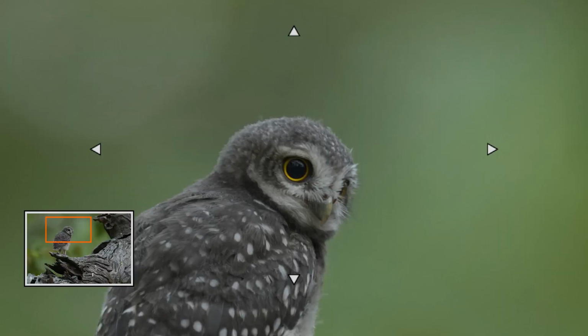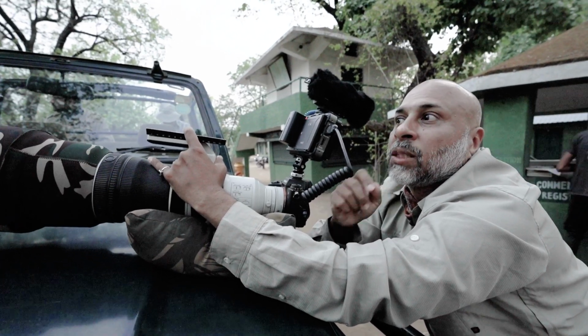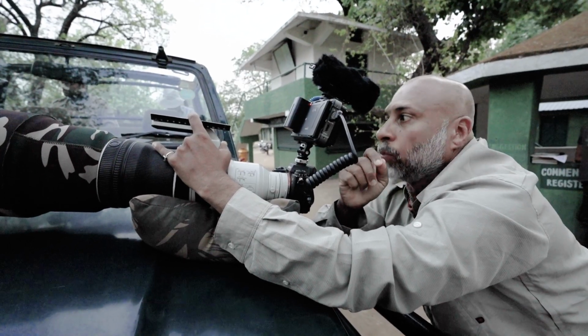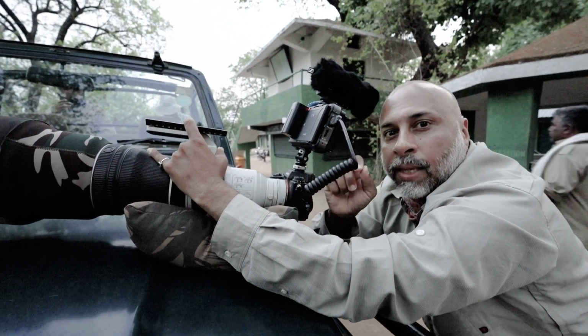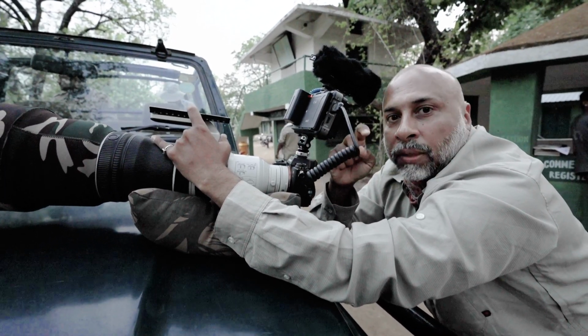Okay, we have a woodpecker. Now it's gone behind. So even at 1/13th of a second, as you can see, I have got a crisp, sharp image. So you have to wait for that particular moment when the subject is totally still and then press the shutter release button.